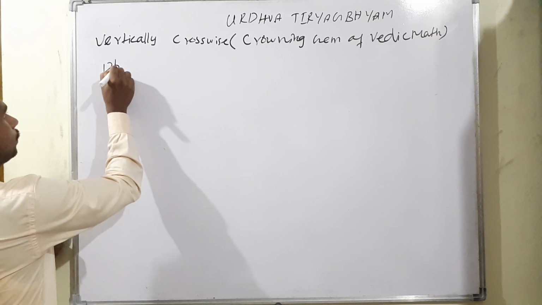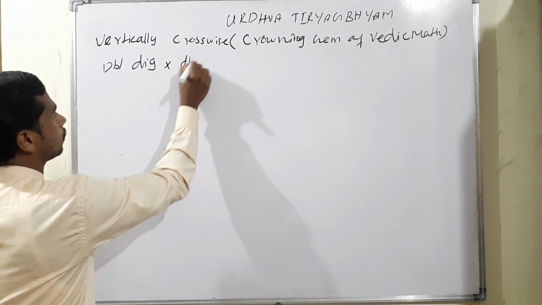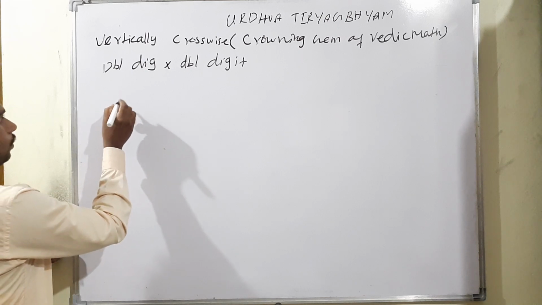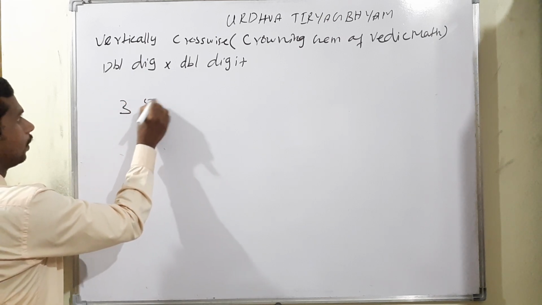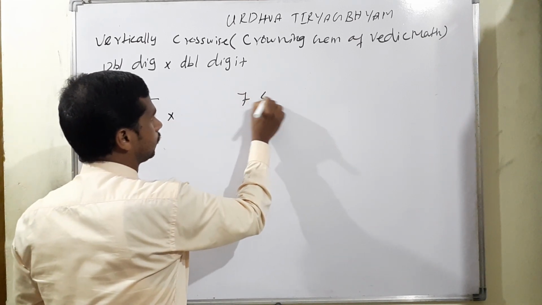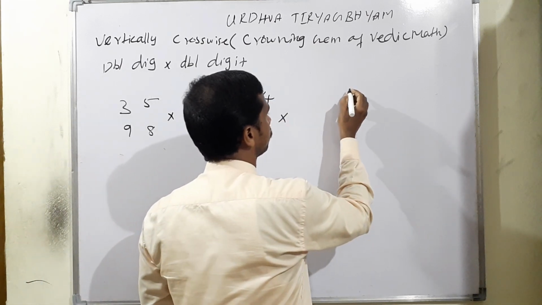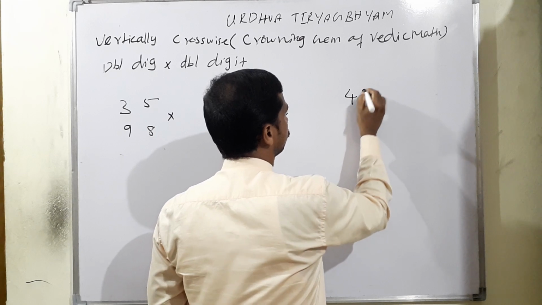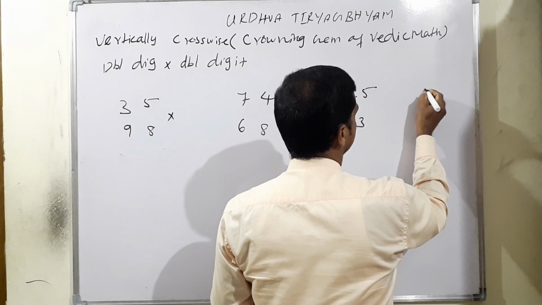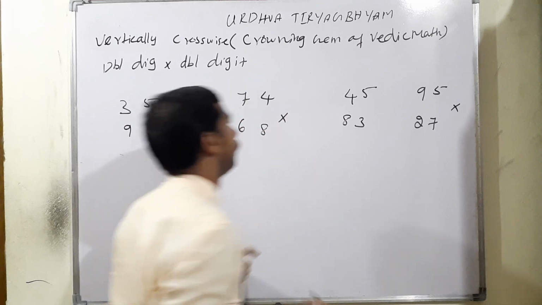So first I am moving to double digit into double digit. Double digit into double digit values: 35 into 98, then 74 into 68, then 45 into 83, then 95 into 27. 4 numbers are there.